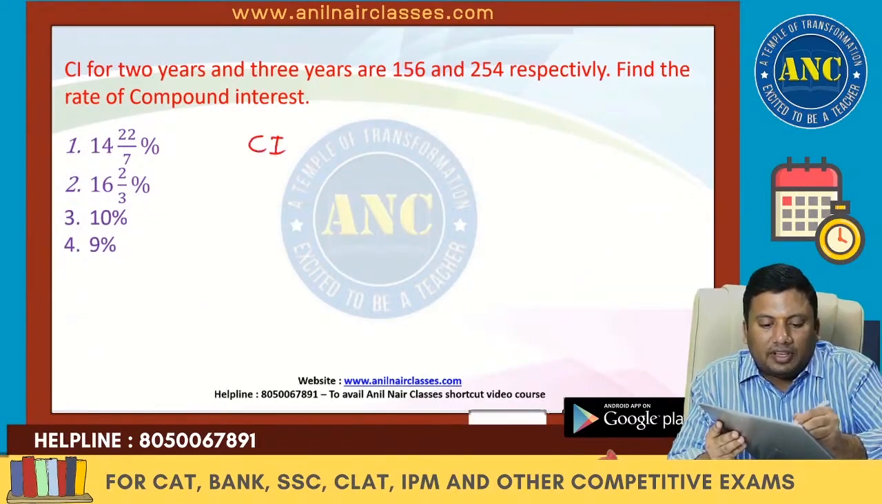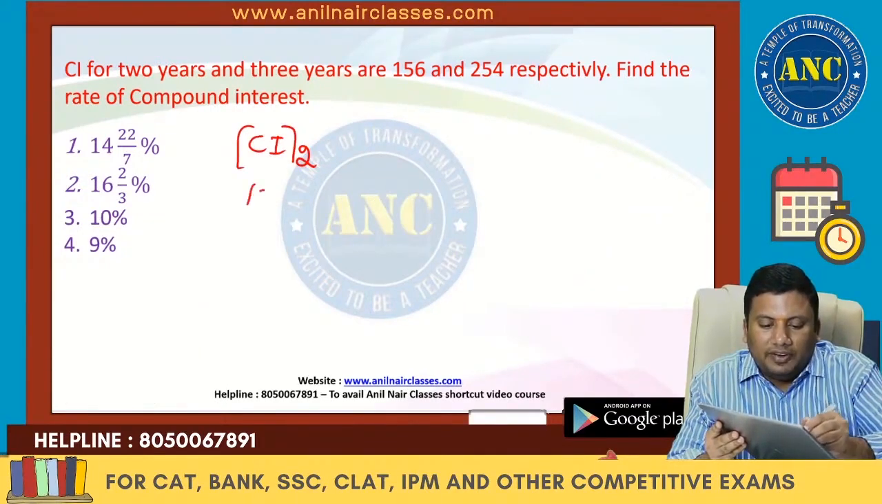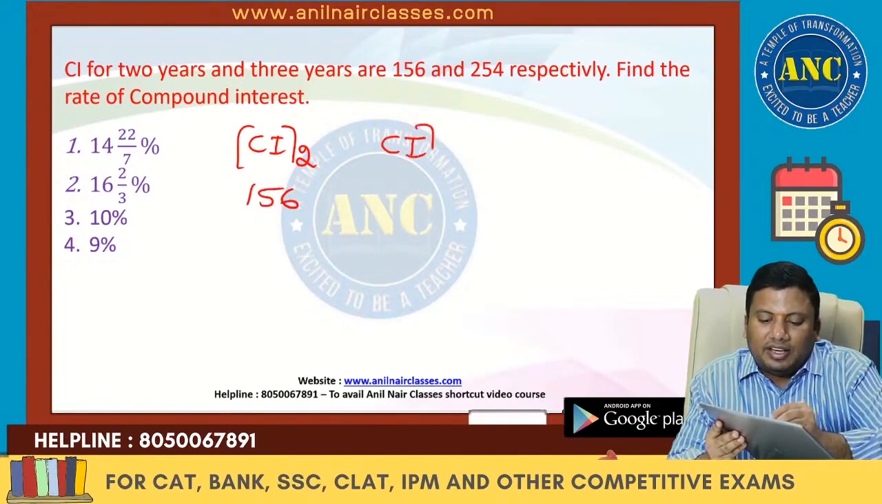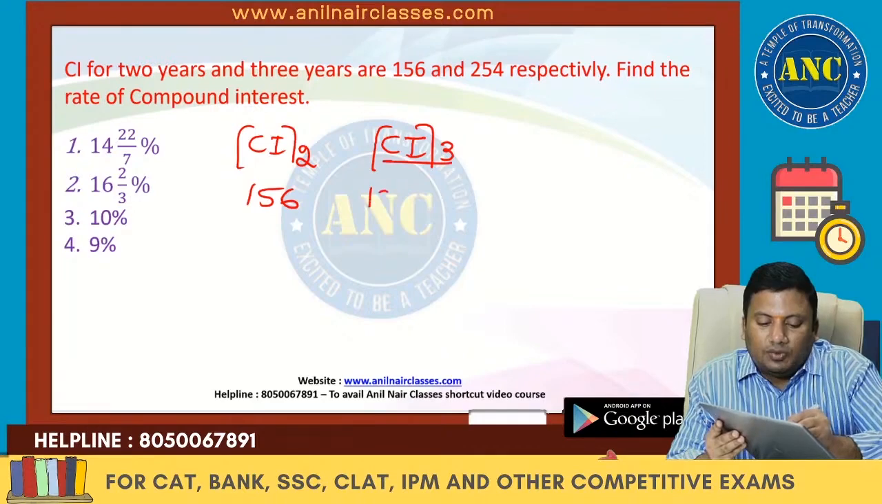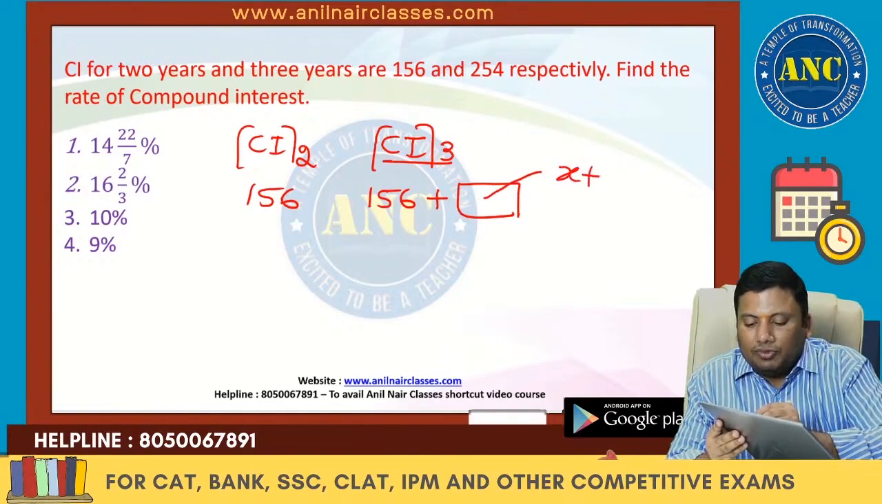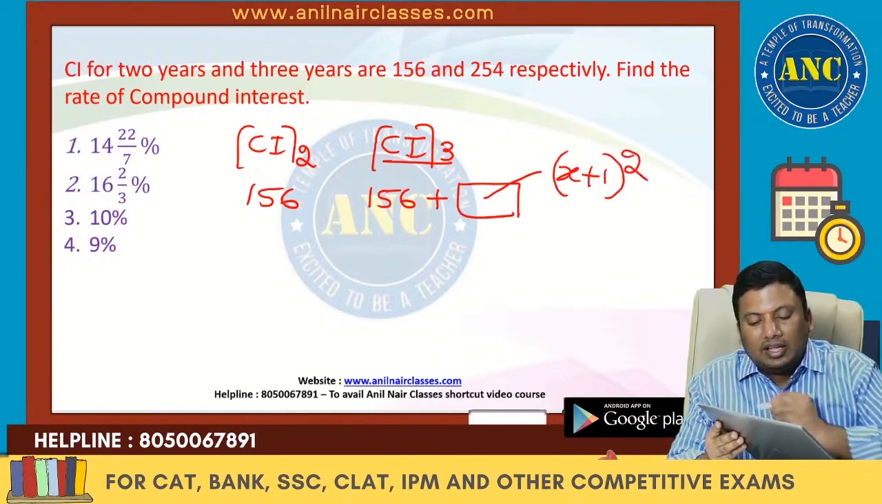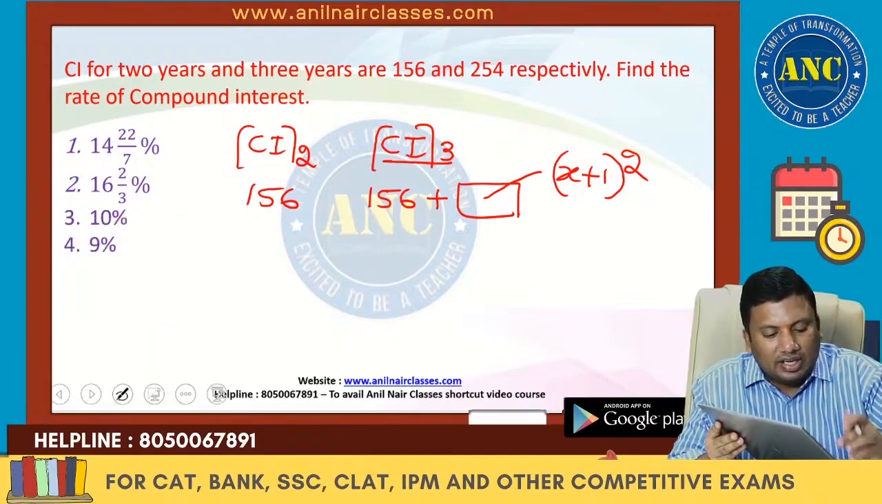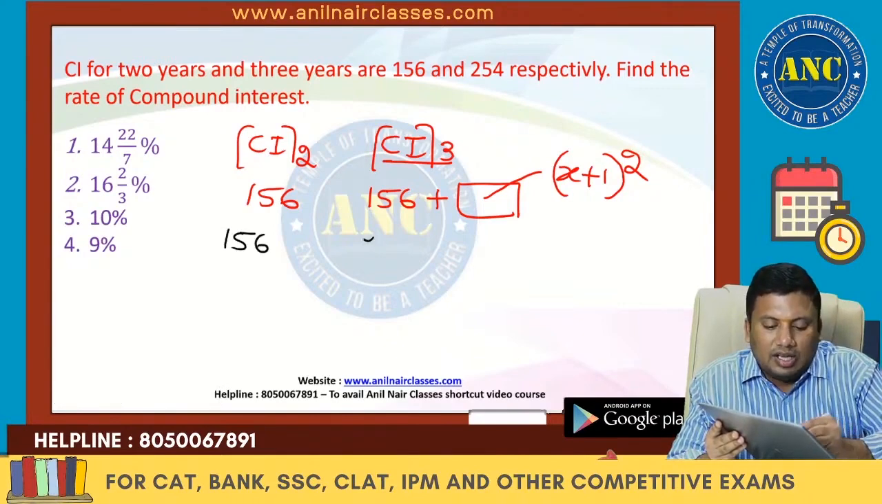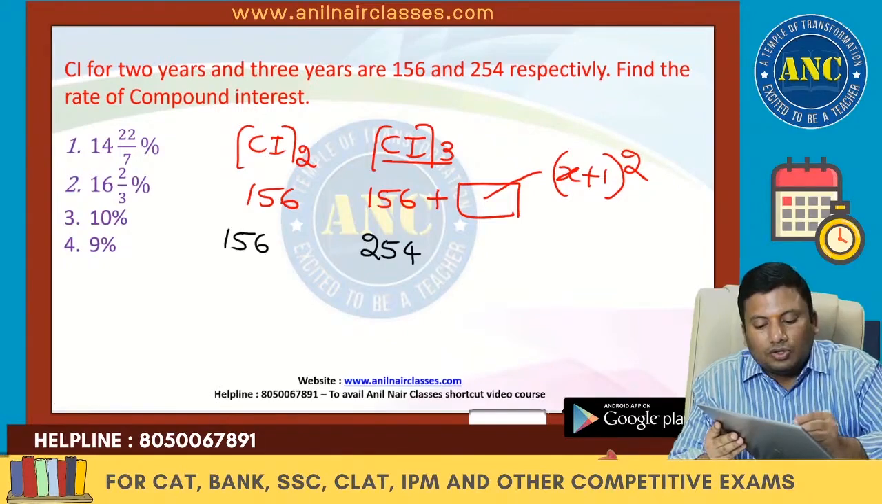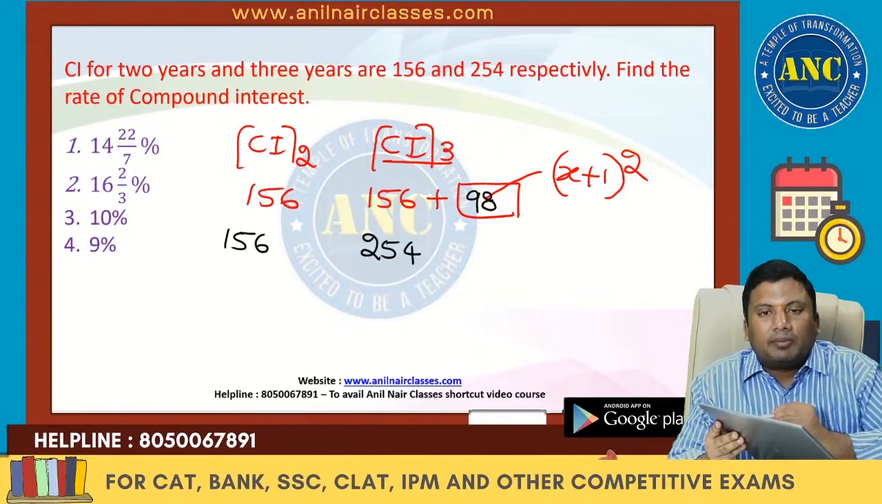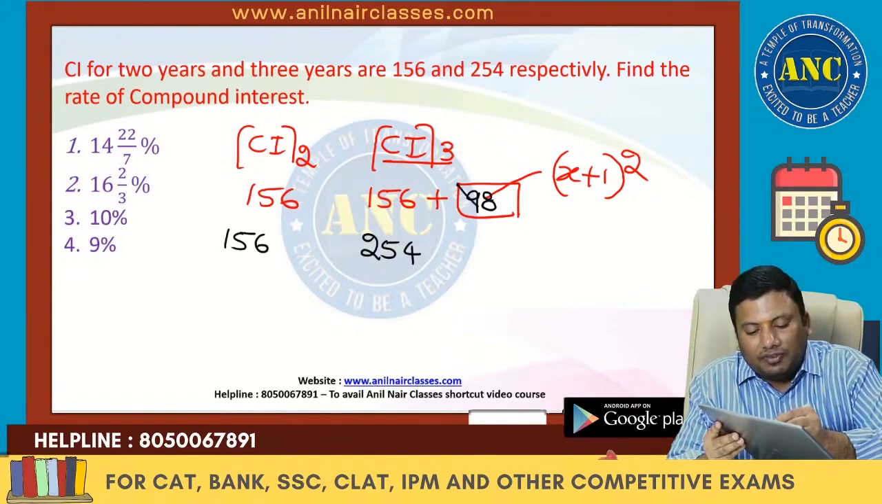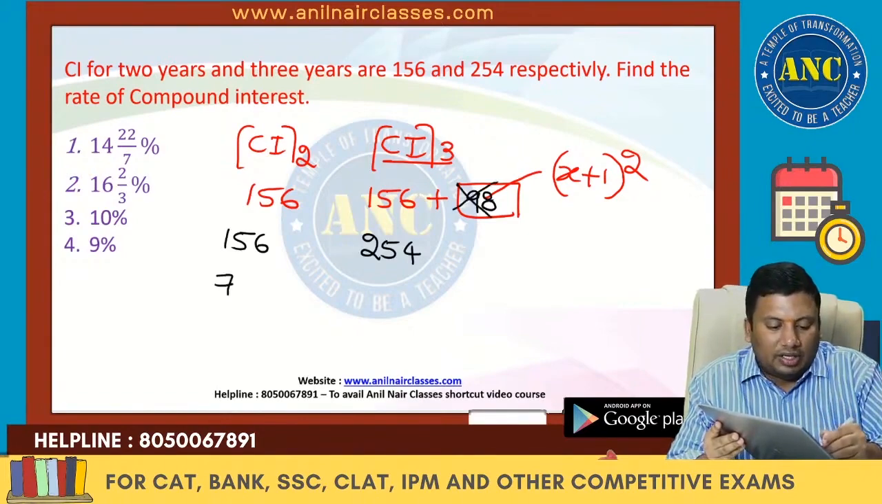So CI for 2 is 156, and CI for 3 is nothing but 156 plus something, and that something should be in the form of a square. What is given in the question? Let us see. These 156 and it is 254. So that is 98 I am getting. 98 is not of the form square. So let us simplify it.